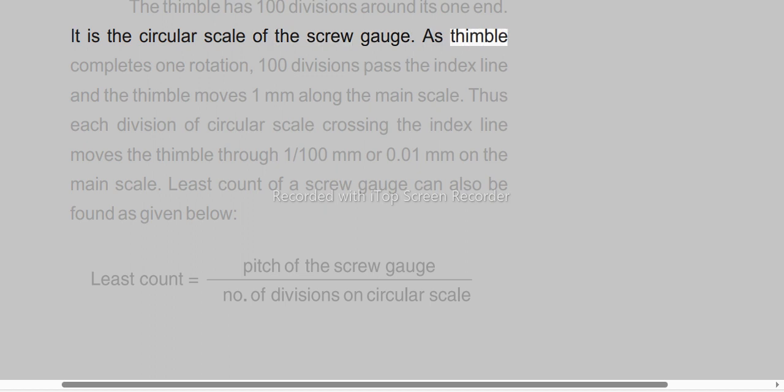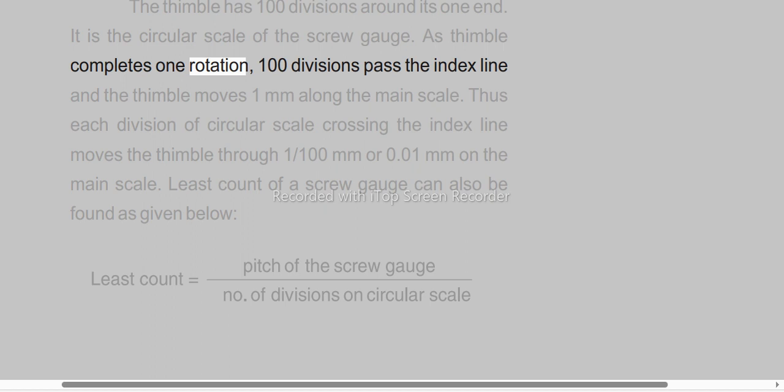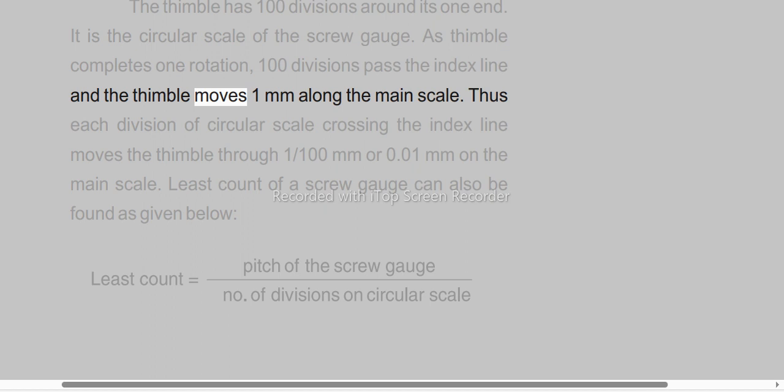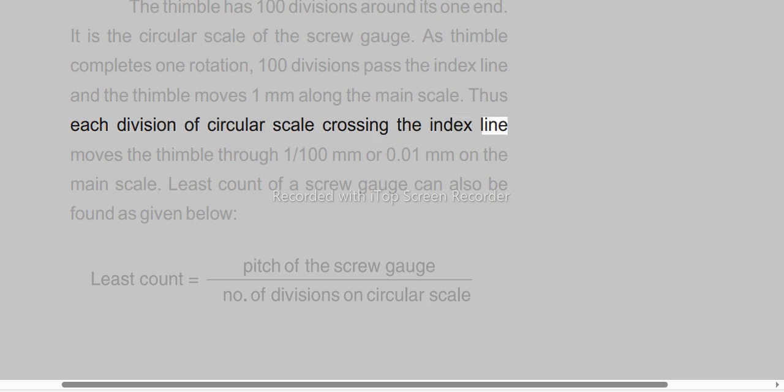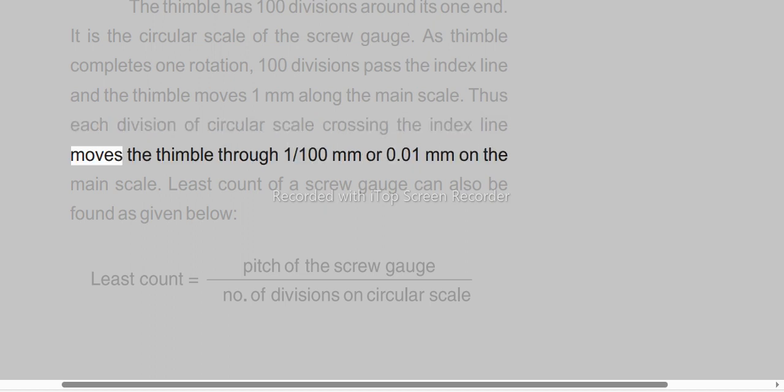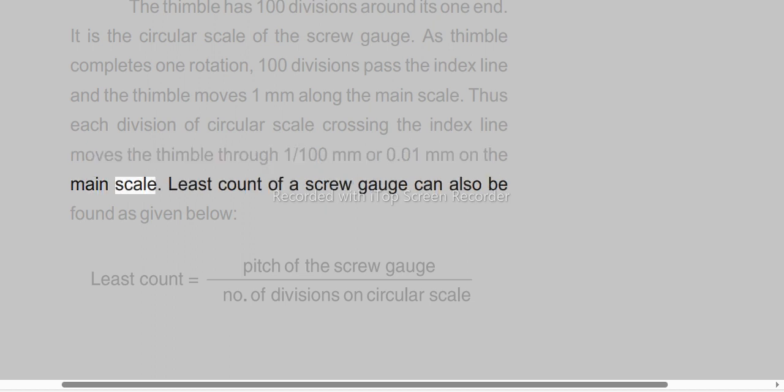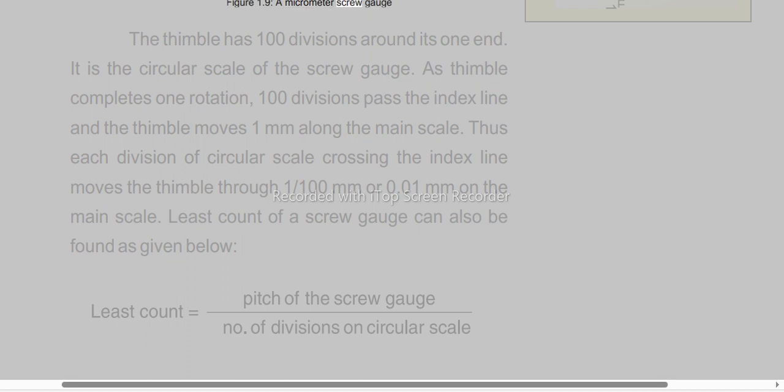As the thimble completes one rotation, 100 divisions pass the index line, and the thimble moves 1 millimeter along the main scale. Thus, each division of circular scale crossing the index line moves the thimble through 1/100 mm or 0.01 mm on the main scale. Least count of a screw gauge can also be found as given below. Figure 1.9, a micrometer screw gauge.